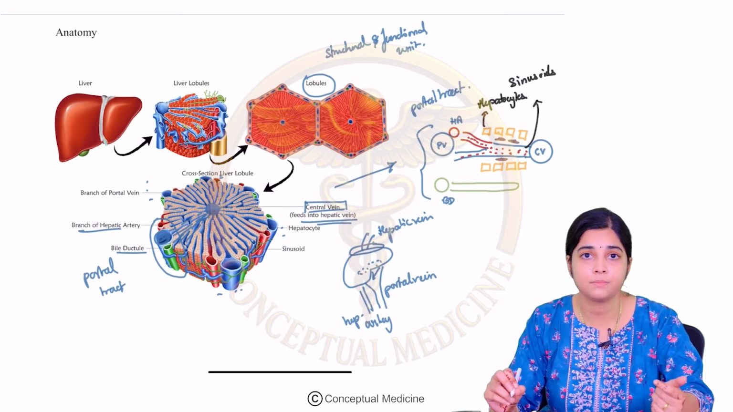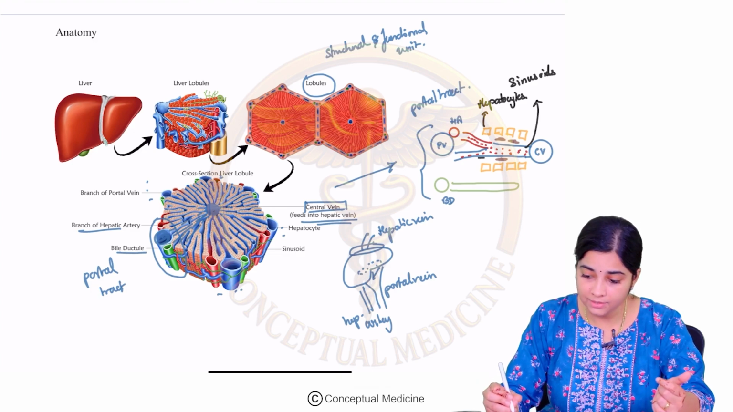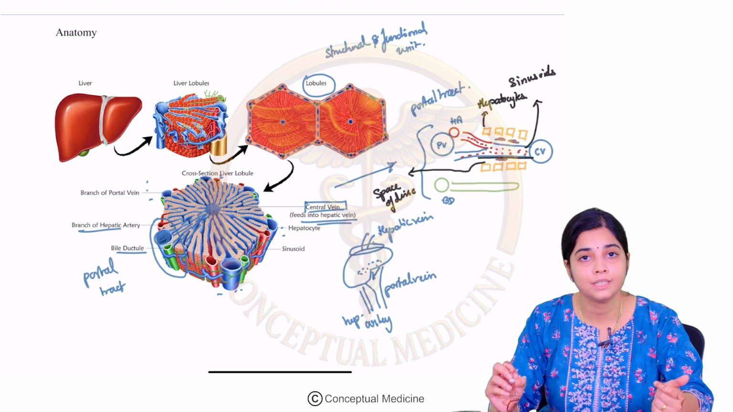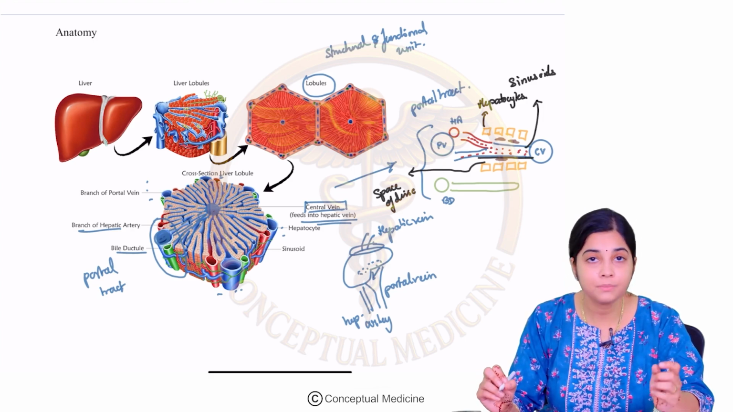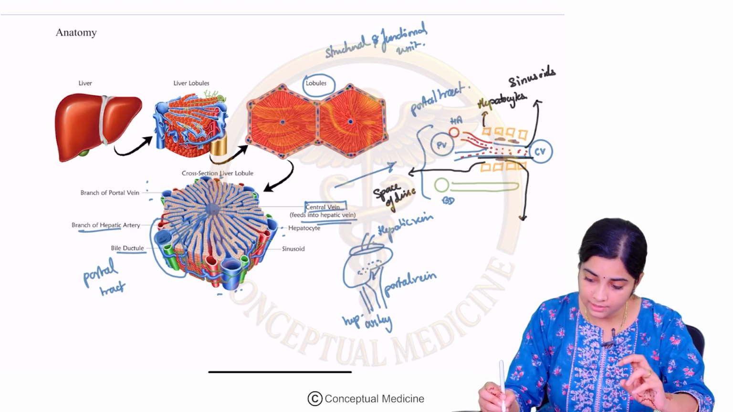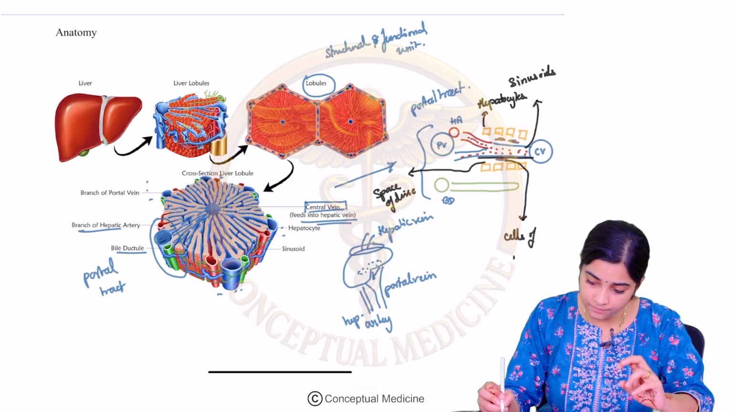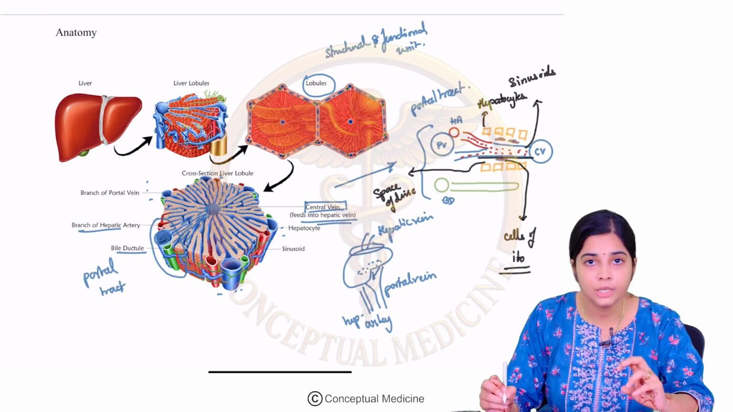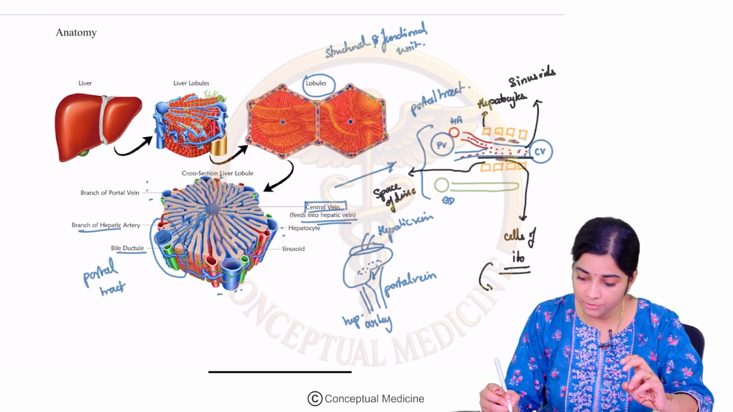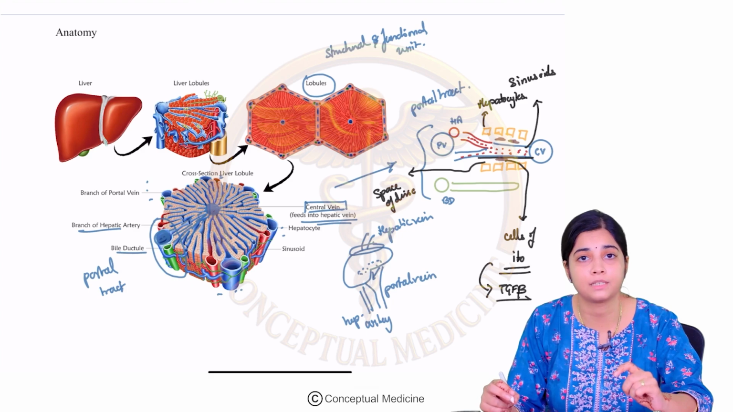The space present between the hepatocytes and the sinusoidal membrane is what we call the space of Disse. Can you find some purple colored cells here? The purple colored cells are what we call the cells of Ito. So what is the function of these cells of Ito? These are the ones which produce transforming growth factor beta.